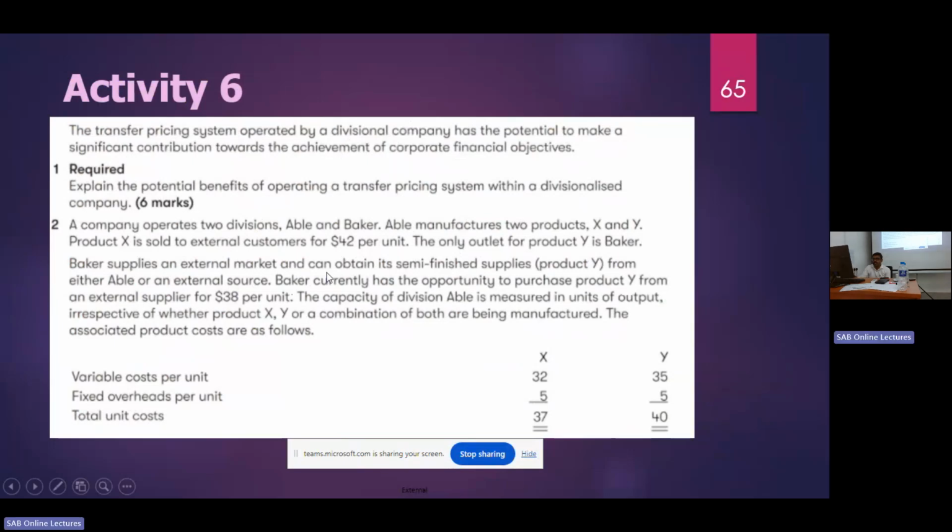B supplies the external market and can obtain semi-finished product Y from either A or external sources. B currently has the opportunity to purchase product Y from an external supplier at 38. The capacity of division A is measured in units of output irrespective of the product X and Y combination being manufactured. Again, we can interchange production. If the capacity is 1000 units, we can make all 1000 as X, all 1000 as Y, or 500 and 500. There is no difference.